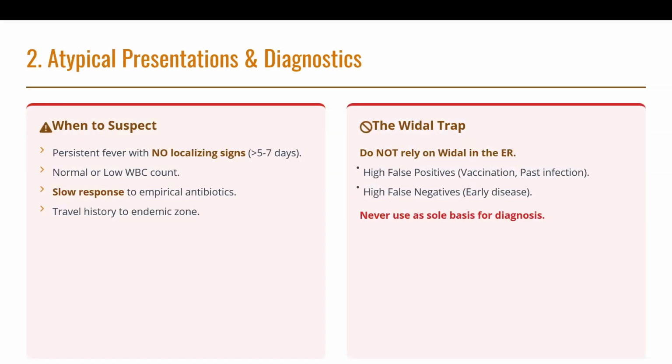Now, atypical presentations. When there is persistent fever with no localizing signs for more than 5 to 7 days, suspect enteric fever. When there is a normal or low WBC count, suspect viral or enteric fever. When there is a poor response to empirical antibiotics, suspect enteric fever. When there is a travel history to an endemic zone, also suspect enteric fever.